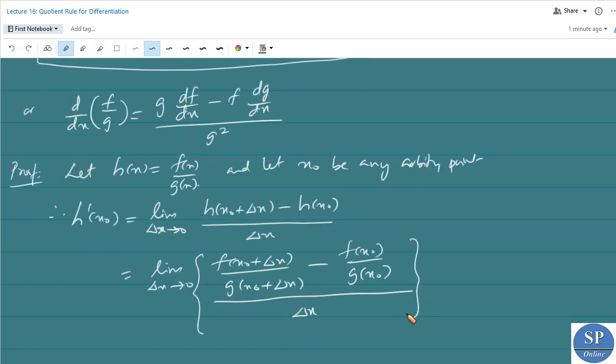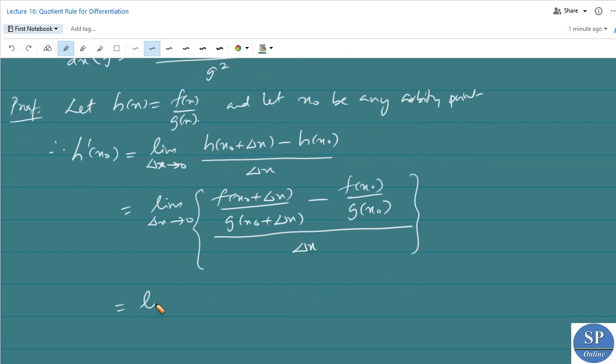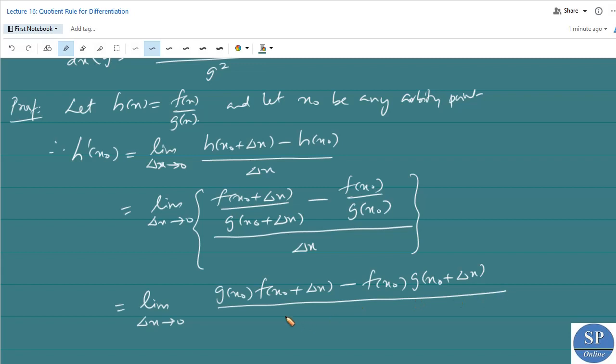So this is limit delta x approaches 0 of g of x naught into f of x naught plus delta x, minus f of x naught into g of x naught plus delta x, divided by delta x into g of x naught into g of x naught plus delta x.